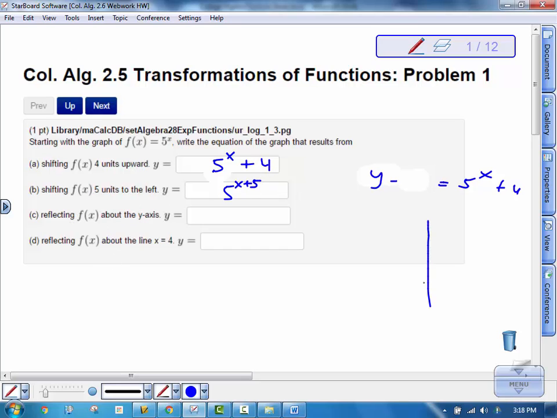Okay, reflecting about the y-axis then. When you reflect about the y-axis, if you look at this, this is x and y, and this is negative x and y. So you just need to change the value on the x right here. So it'd be 5 to the negative x would reflect it across the y.